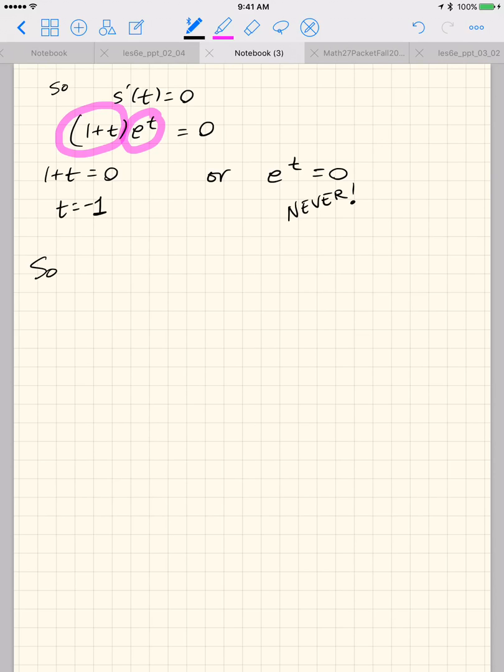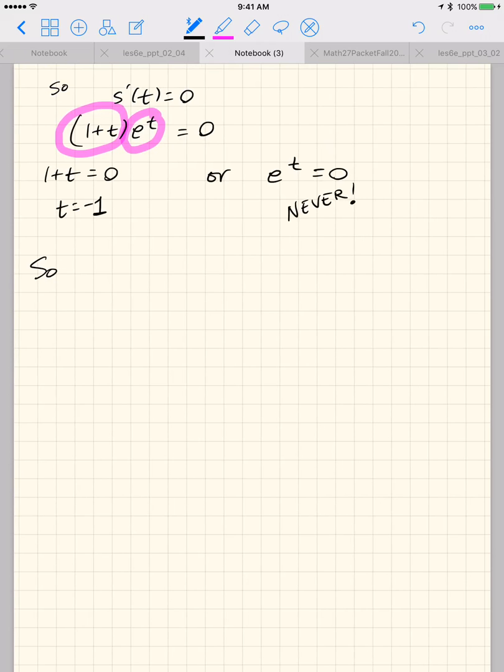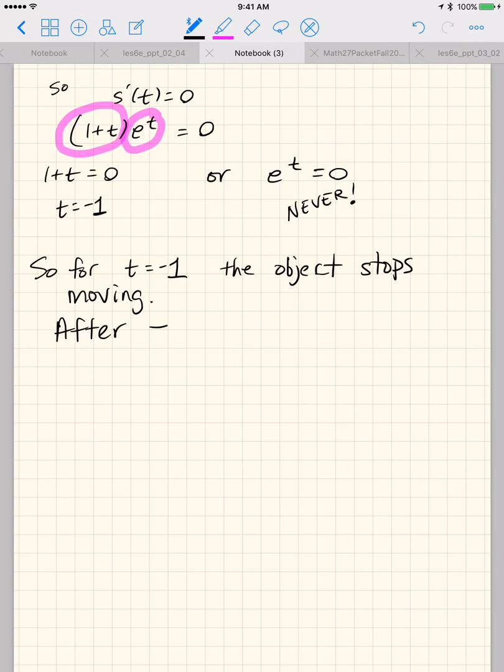So, if we're assuming that the position of an object is given by S of t and t corresponds to time, you could say for t equals negative 1, the object stops moving. In other words, after t equals 0, the object never stops moving.